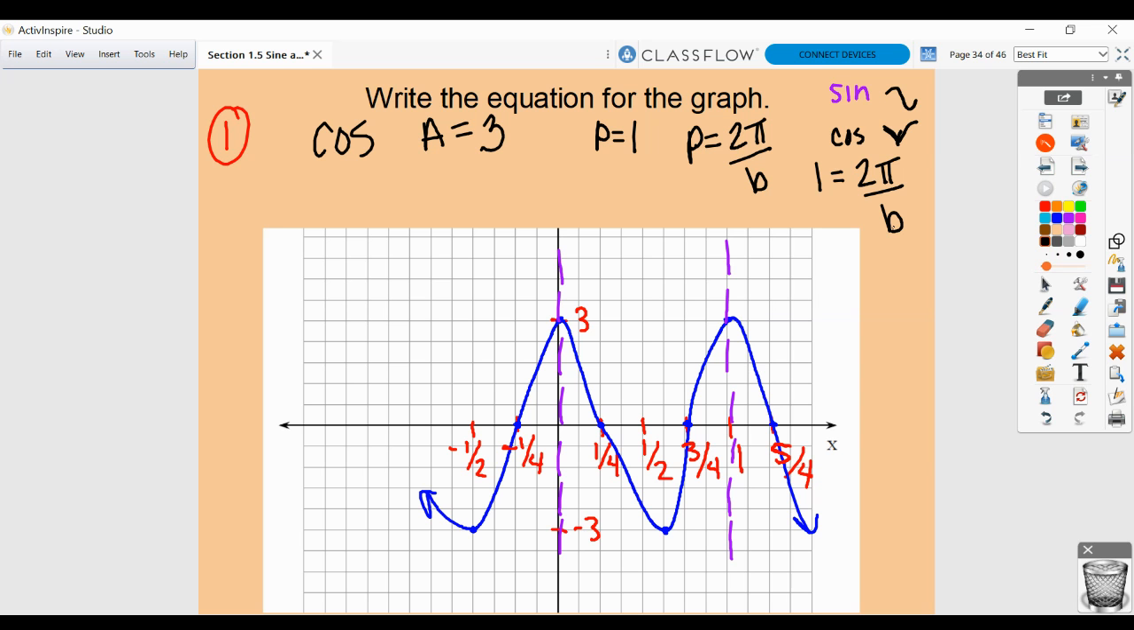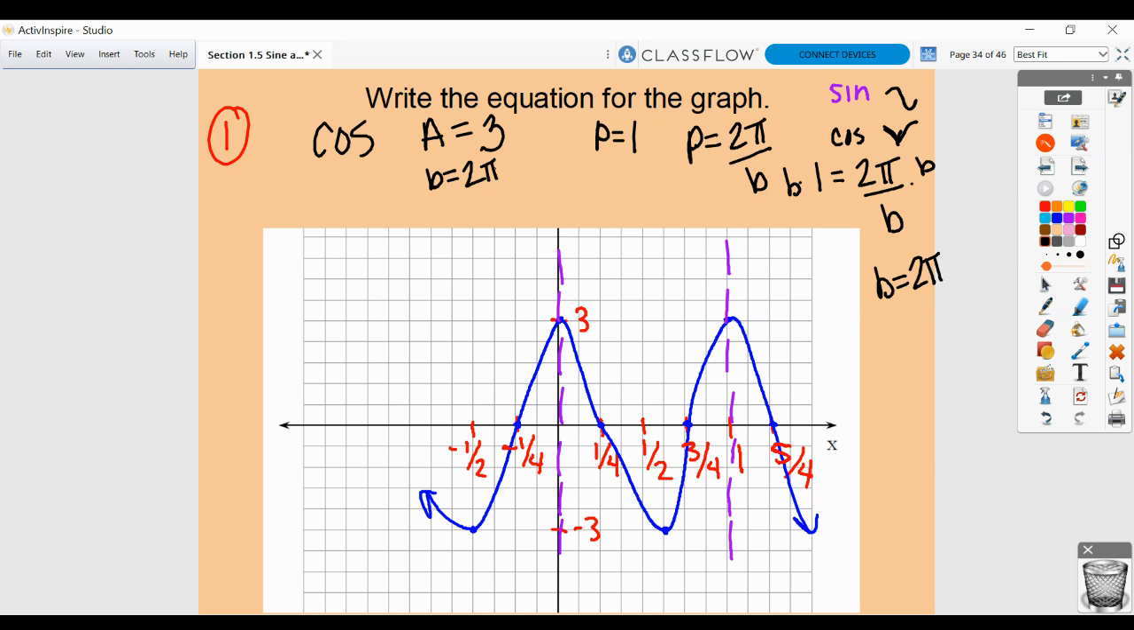So multiply by b, and then you end up getting b equals 2 pi. And that would make sense. If you would substitute 2 pi back into here, what's 2 pi divided by 2 pi? You get 1. So your b is 2 pi.